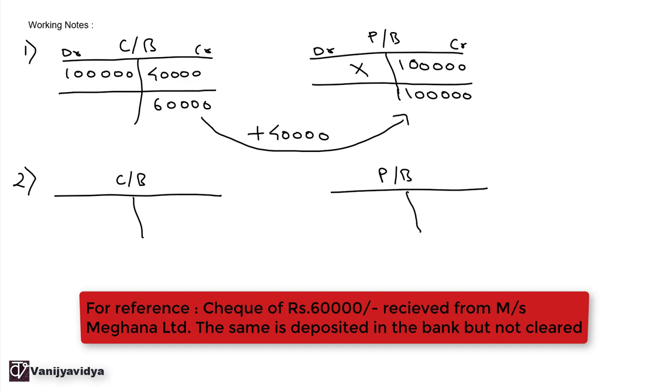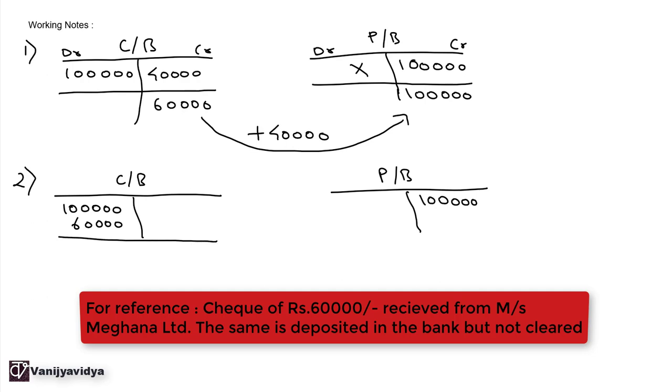Let's assume some balance. Let's take 1 lakh. Debit as per cash book, 1 lakh credit as per passbook. Now, cheque deposited but not cleared, 60,000. So, the cheque is deposited in the bank, so it will be recorded in the cash book. So, 60,000 debit in the cash book.